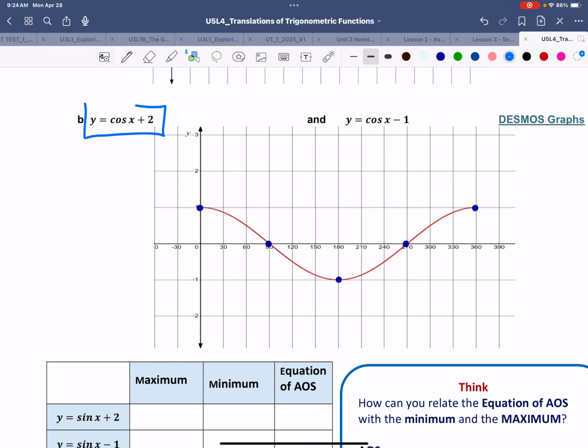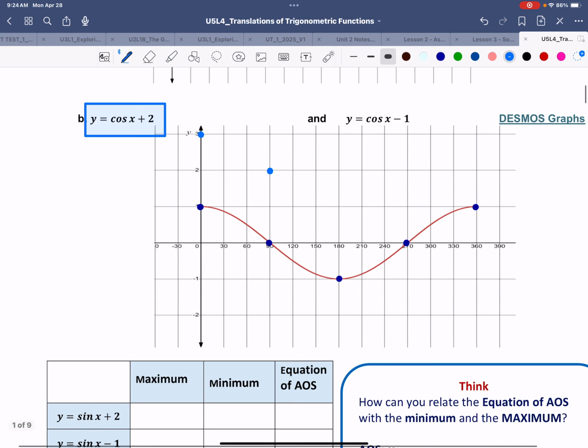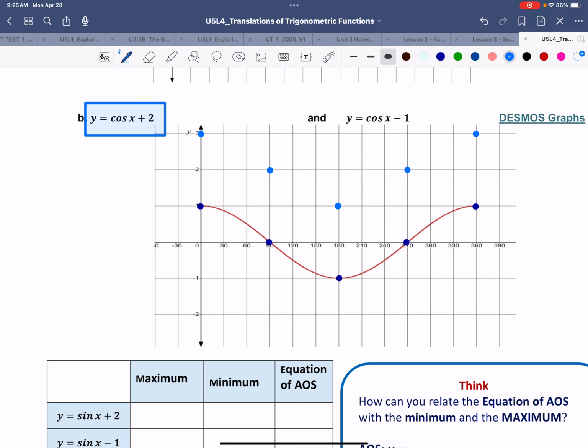So let's get started with our first function, y equals cosine of x plus 2. And we're going to say that y equals 1 becomes a 3. Y equals 0 will become a 2, so 2 units greater. Negative 1 will become a 1, that's 2 units greater. Again, 0 will become 2 units greater, which is a 2. And lastly, this maximum of 1 will increase by 2 units, so that will take the maximum at y equals 3. We'll connect all the points with a nice smooth curve.